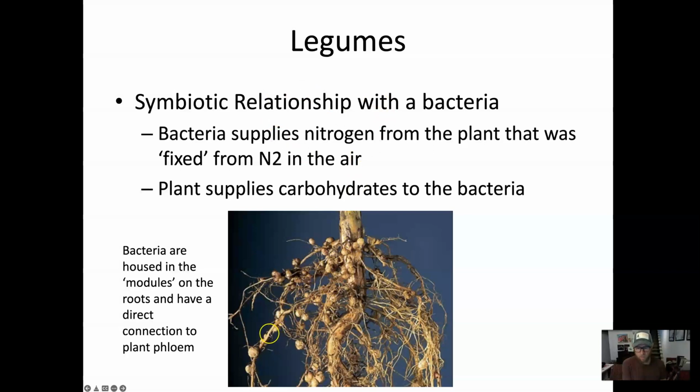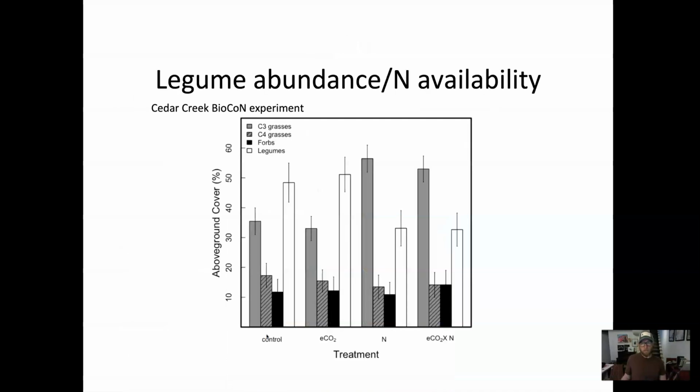And so the plant is transporting, through the phloem, carbohydrates into those nodules and then getting the nitrogen back from the bacteria. So what we see is that, when you have lots of nitrogen, you have a lower abundance of legumes. And then when you have low concentration of nitrogen in soil, you have a higher concentration of legumes.